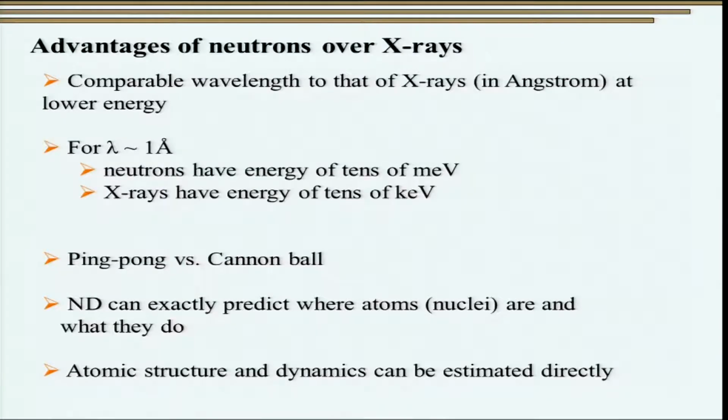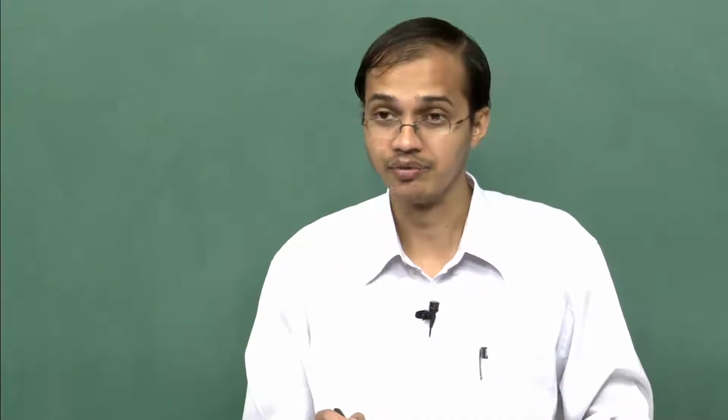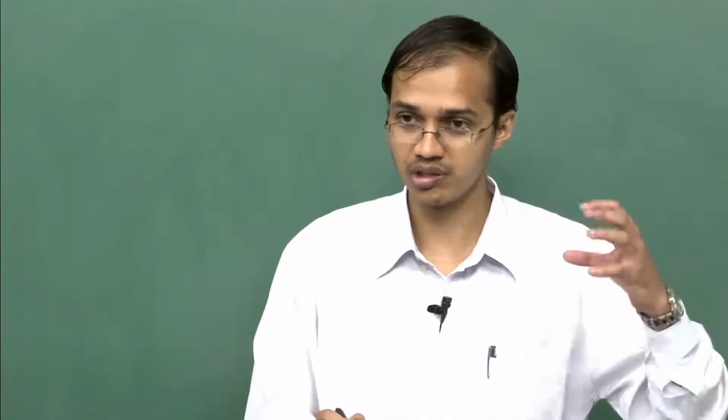Now, just to compile, what are the advantages of neutrons over X-rays? Well, both of them have comparable wavelength at the angstrom level. However, the energy of neutrons is much lower. The lower energy of neutrons, as I had already mentioned, ensures that there is no damage to the sample. The interaction of neutrons with the sample is more like what happens with a ping pong ball, which gets thrashed from one place to the other, while in the case of X-rays, the X-ray photon is like a cannonball which is going through the structure, right.